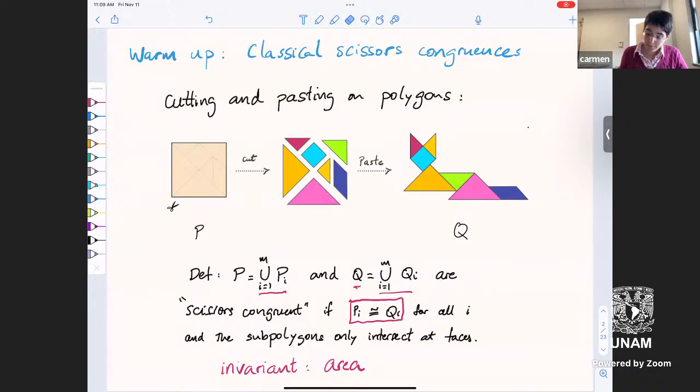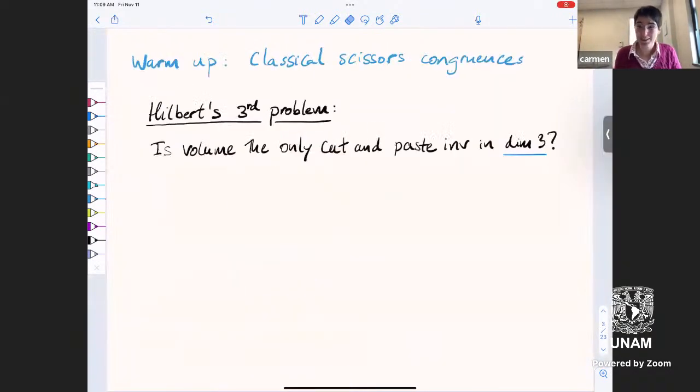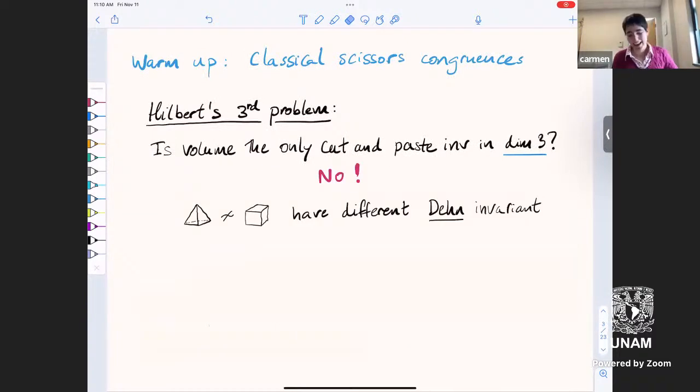So now one could go one dimension up, and that's what Hilbert tried to do. Hilbert's third problem asks: now I go one dimension up, and I'm talking about three-dimensional polyhedra. Is the volume the only cut and paste invariant in dimension 3? When he posed this question, he gave it to his student, and it didn't take very long for him to get an answer. The answer is no. He actually came up with a new invariant, which is now called the Dehn invariant.